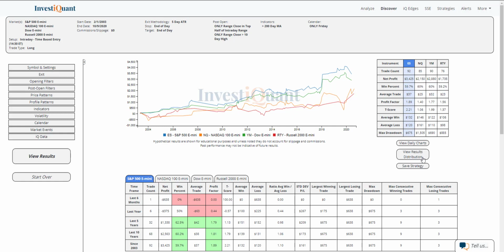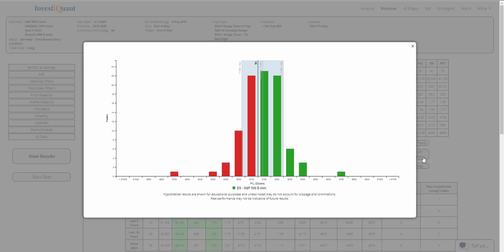Let's take a look at the results distribution for the S&P. The way this chart is laid out is you've got the sample size on the vertical axis, so the taller the bars, the more samples are within them. And on the horizontal axis, you've got the results in dollars, based upon trading a single contract of the ES. The farther you move to the extremes on the left or the right, the larger the move has been historically. You can see we are blank over here.